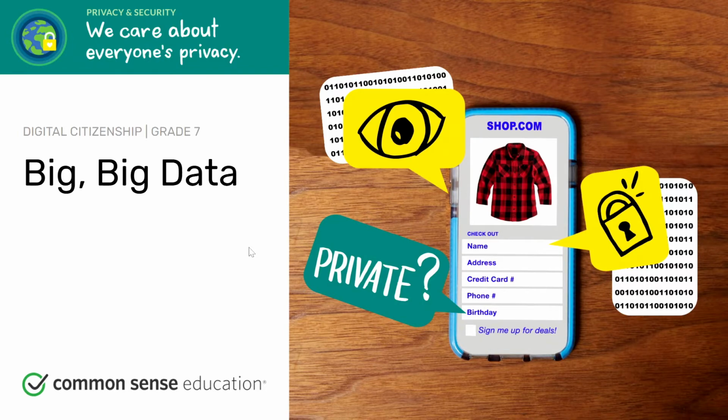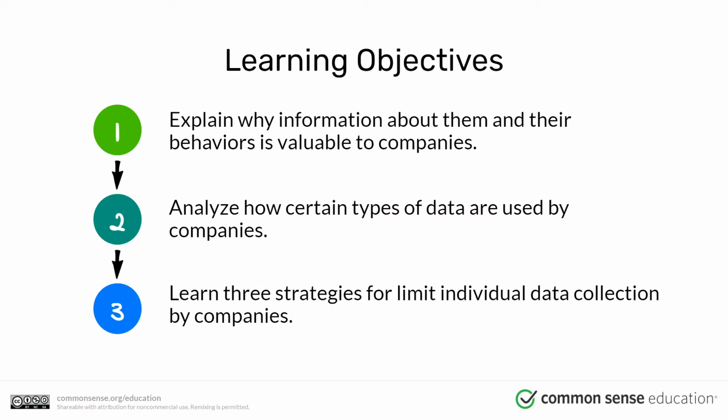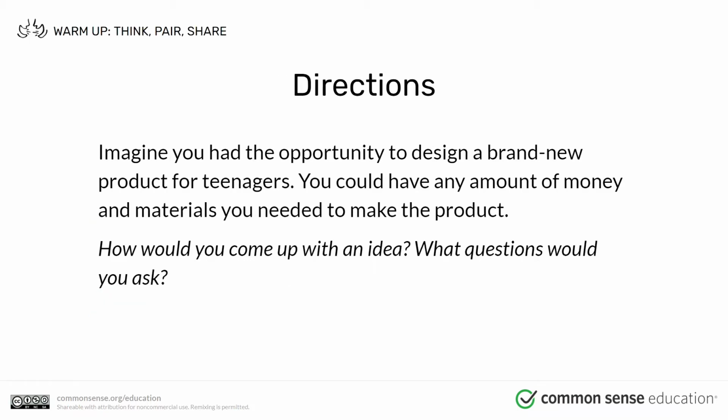So we were looking at big data, and the question was, how do companies collect and use data about you? We were going to look at why information about you and your behavior is so valuable to companies and how certain types of data are used by the companies. There were 3 strategies we were going to use to limit individual data collection by companies, and we'll go over that in the class.